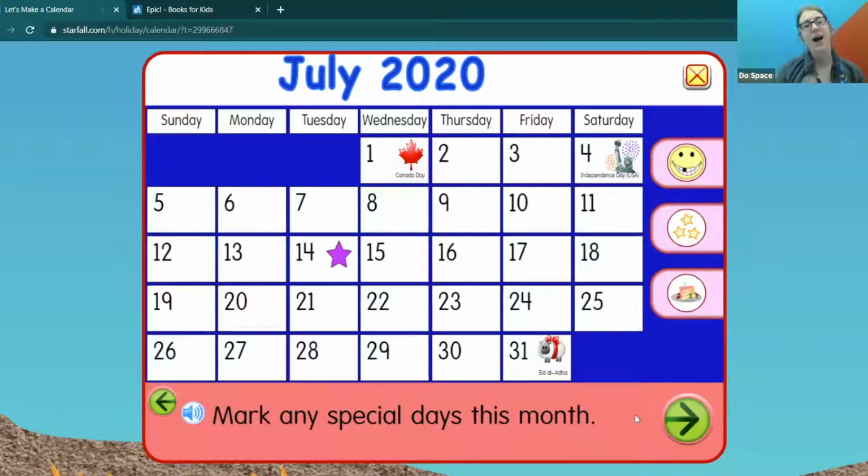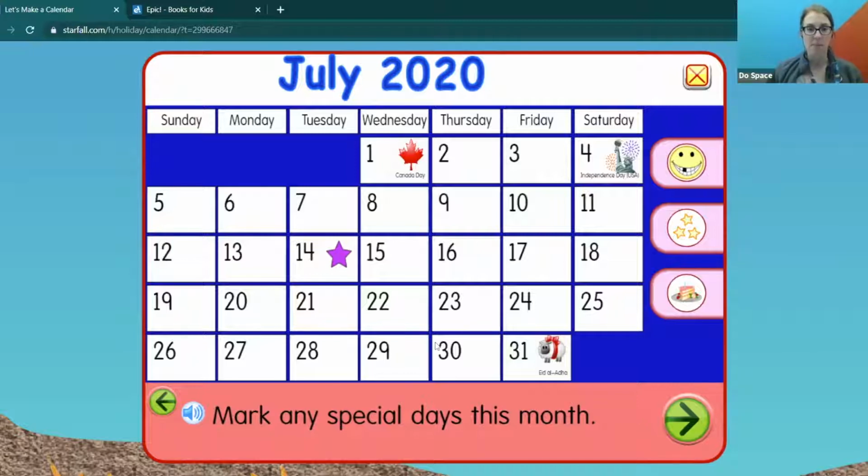Perfect. So I like this calendar because it shows little pictures or icons on special days that we have going on in that month. A lot of times they show special days that may not be celebrated all over where I live in the United States. Sometimes they'll show days that are celebrated primarily in other parts of the world, which I really like.